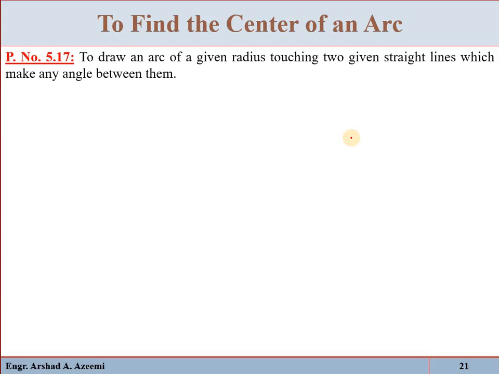To draw an arc of a given radius touching two straight lines which make an angle between them. In the previous example the angle was a right angle. Now suppose the angle is not a right angle. Suppose the angle is less than 90 degrees. Again, for example, AC and AB are the two given lines. Now here we have to draw an arc which will touch the two straight lines. Okay, so see, for example, the radius of the arc is given. For example, that is 2 centimeter. Now here we have to draw an arc of 2 centimeter which will touch AB and AC.